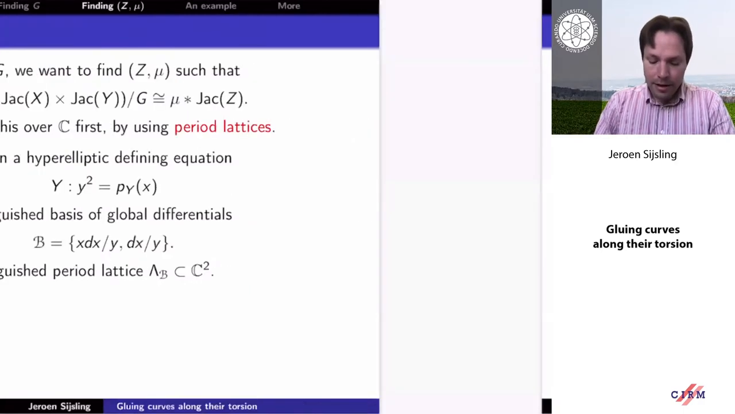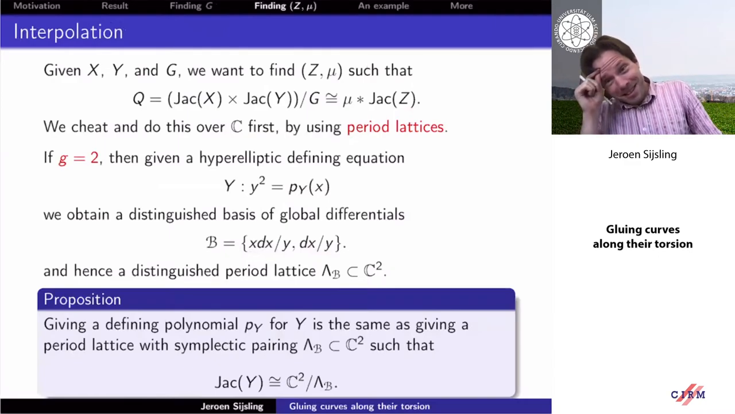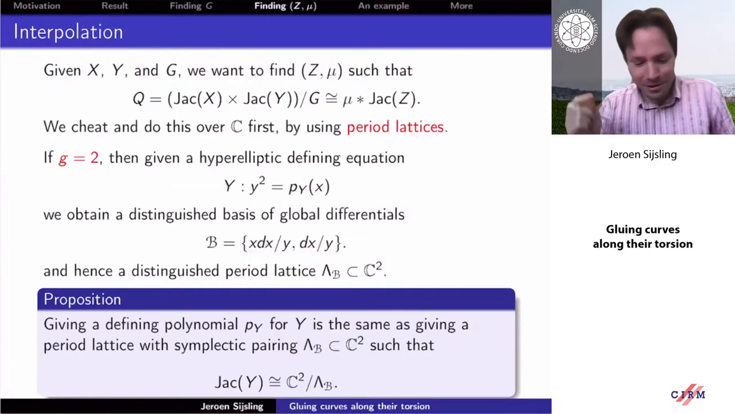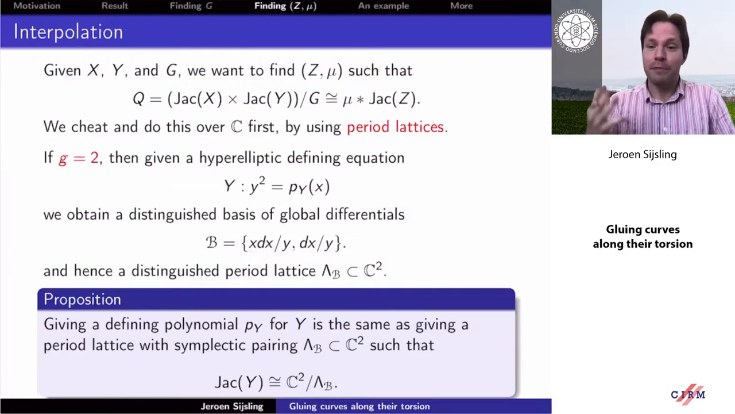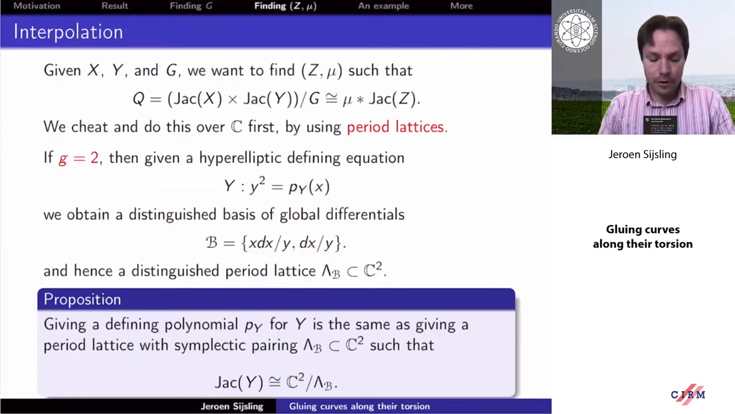And it turns out that you can, in fact, recover the equation from this. That's a neat part. So the complex data that you have really allows you to recover the equation, which may be arithmetic. And that's a proposition: if you have the period lattice, well, with the symplectic pairing, I don't want to talk about that, then you can recover a defining polynomial. And that's neat. We're going to use that.